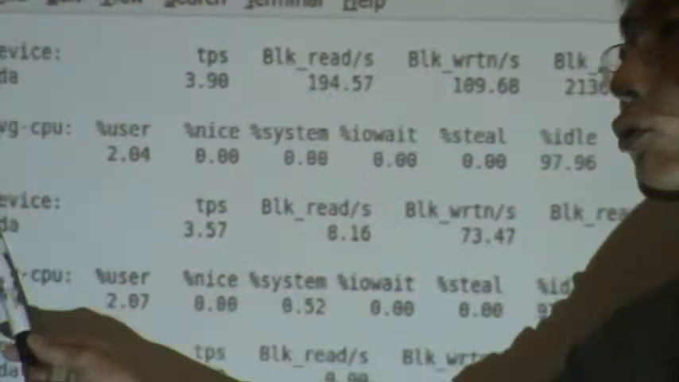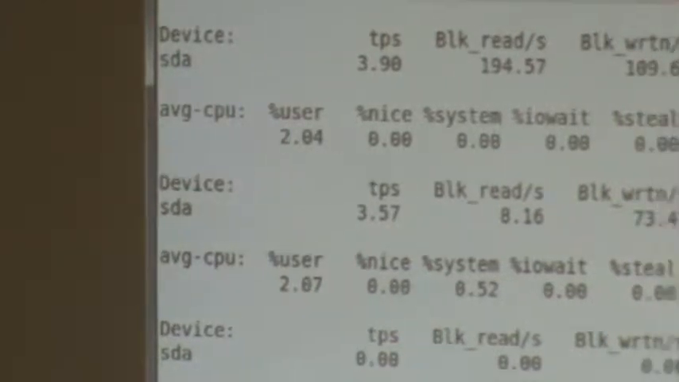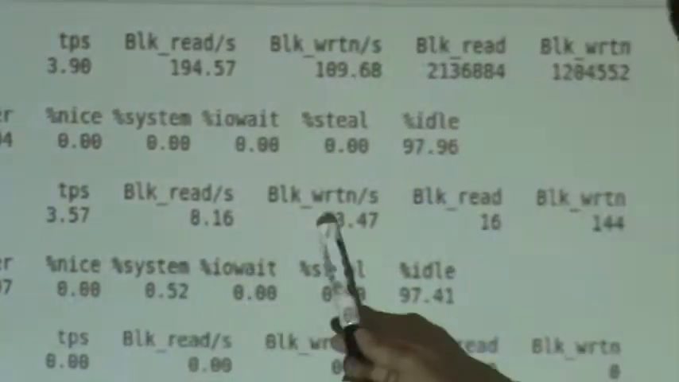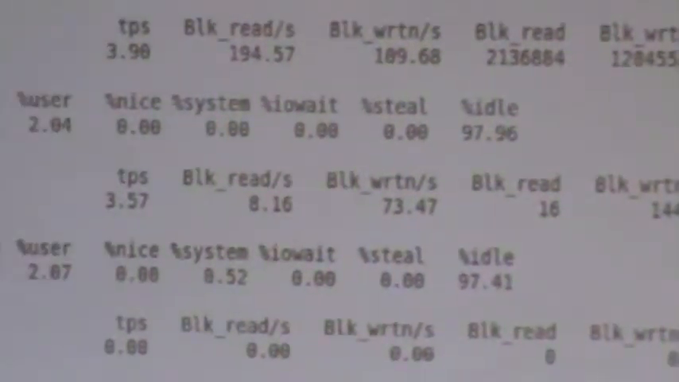Then per device, when you have more hard disk drives, you can see the device-level performance right there. That's the iostat command.